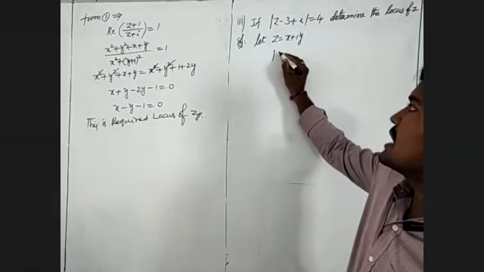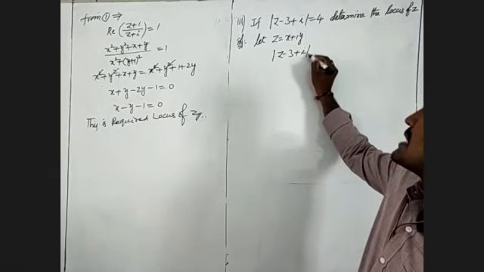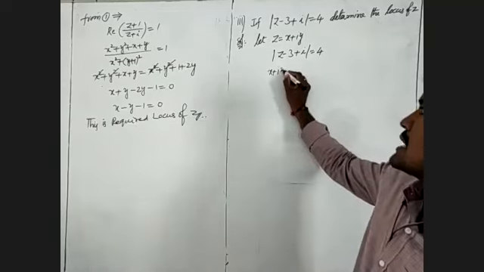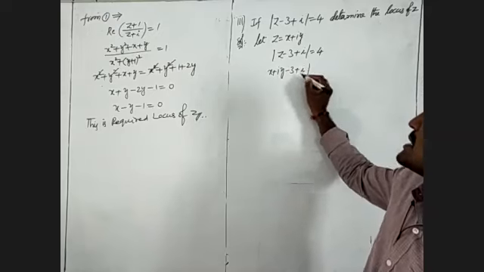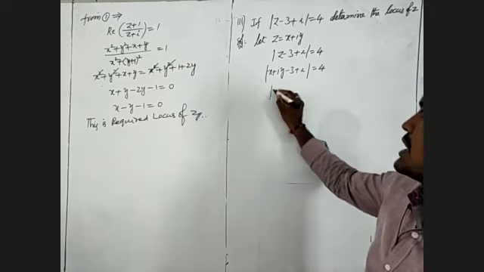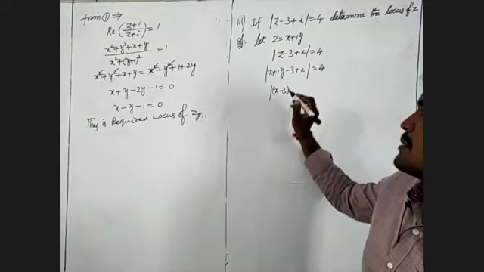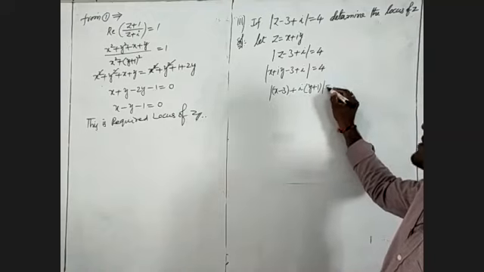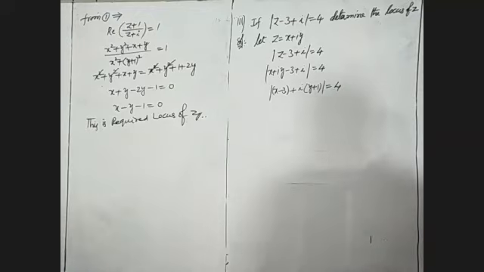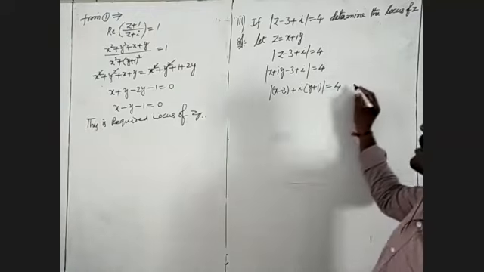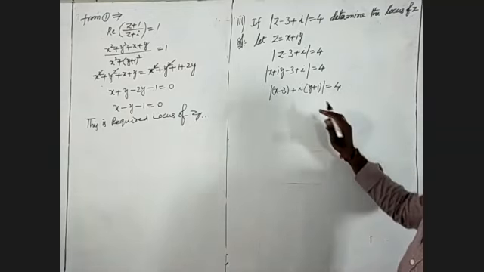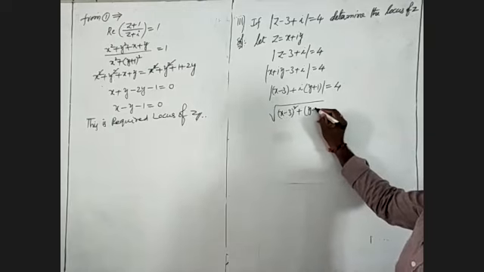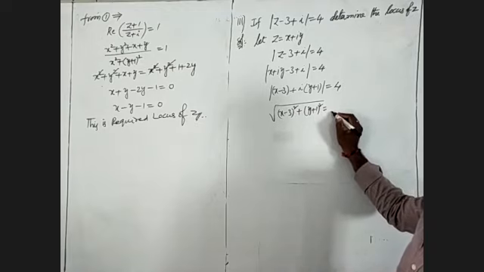What is the given condition here? Mod of z minus 3 plus i is nothing but 4. Here I have to substitute z with x plus iy. x plus iy minus 3 plus i equals 4. I have to separate the real and imaginary parts: (x minus 3) plus i times (y plus 1) is nothing but 4. When it is of the form x plus iy, mod means the square root of (x minus 3) whole square plus (y plus 1) whole square is nothing but 4.